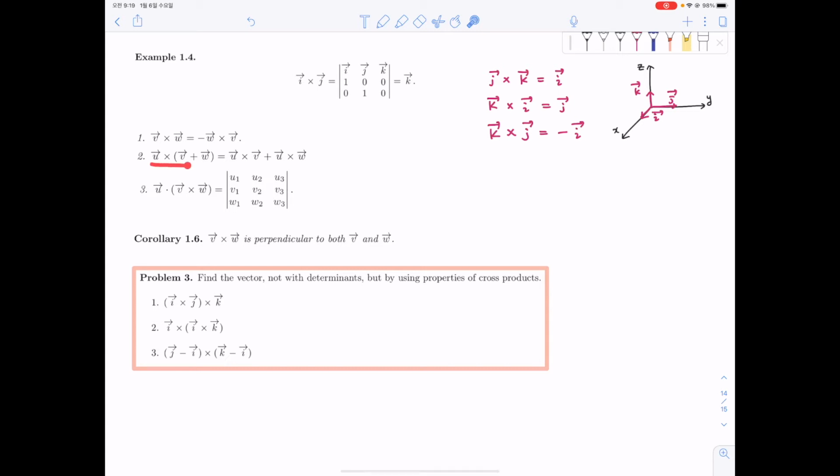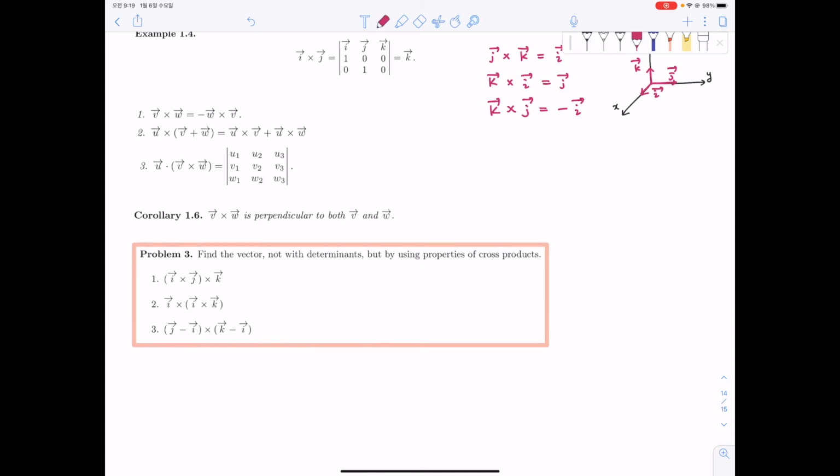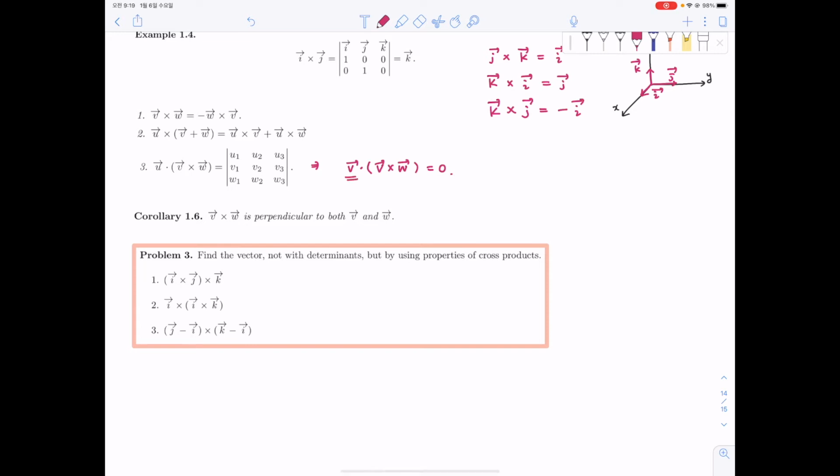Also, there are some properties like this. You have the distributive law here. And here we have this identity. From this identity, we know that v cross v dotted with w is 0. Because if we put v here, then it is v1, v2, v3, and by the property of determinants, if two rows are the same, then this determinant must be 0. Right.